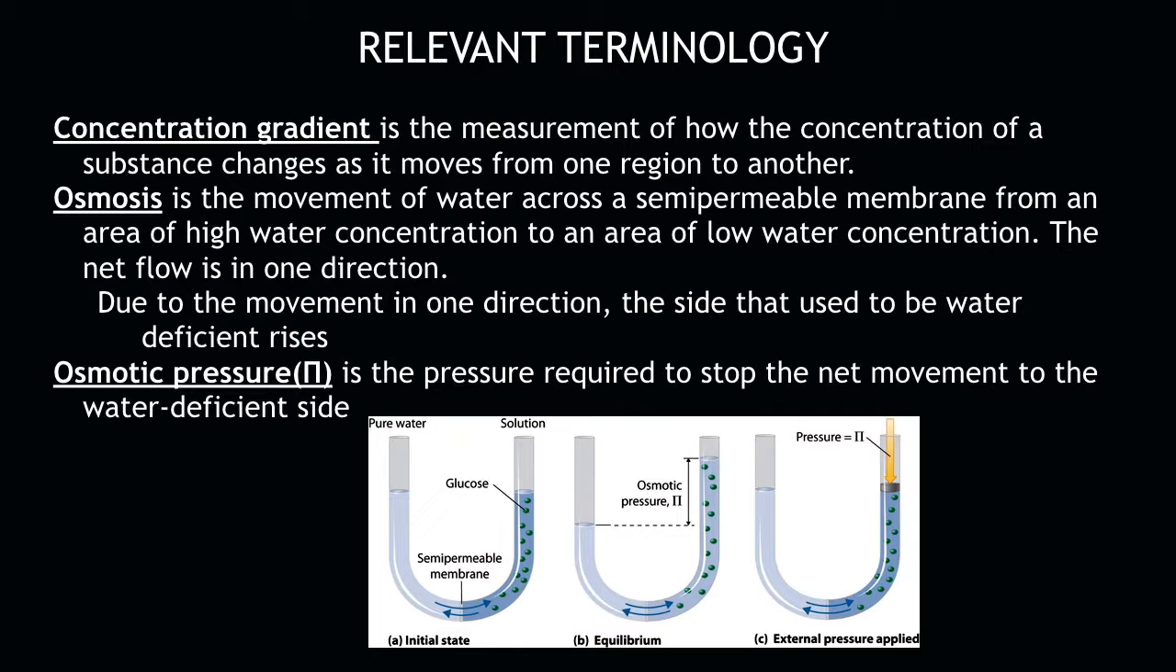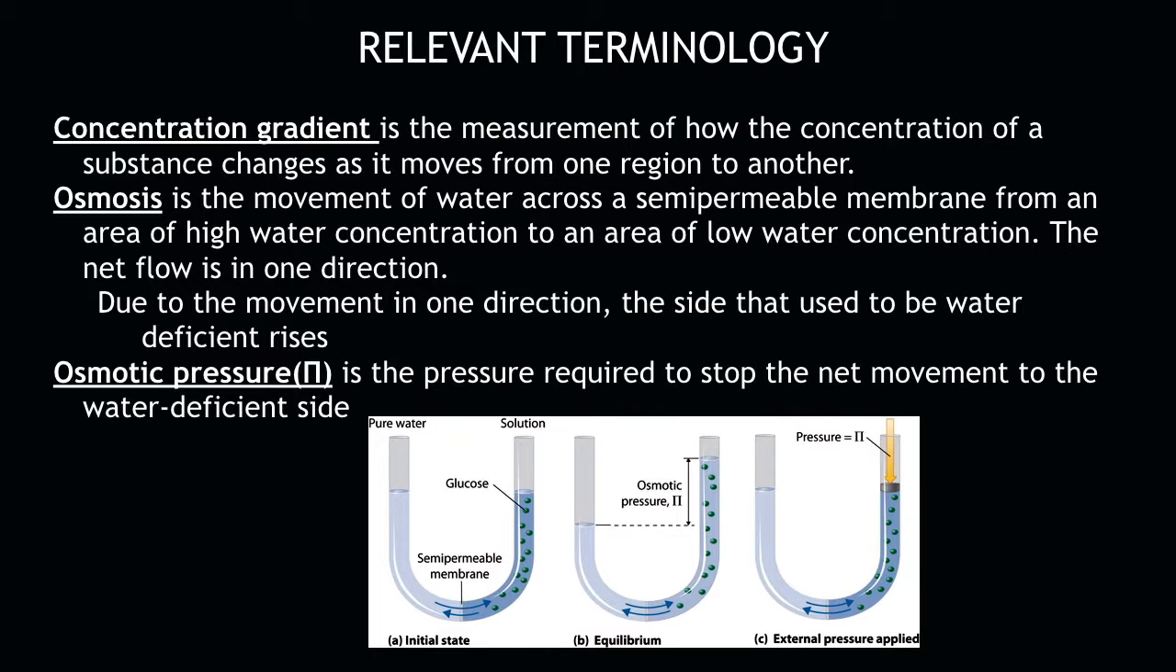The next relevant terminology is the concentration gradient, which is a measurement of how the concentration of a substance changes as it moves from one region to another. Related to that is osmosis. Osmosis is the movement of water across a semi-permeable membrane from an area of high water concentration to an area of low water concentration, and the net flow is in one direction. Due to the movement in one direction, the side that used to be water deficient rises. This is a concept that used to really trip me up.